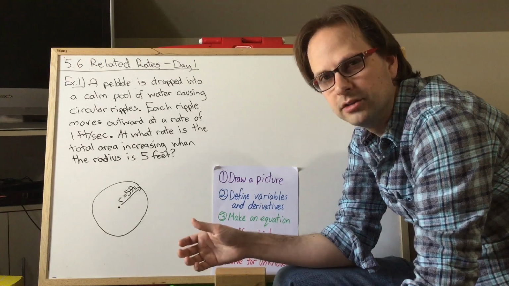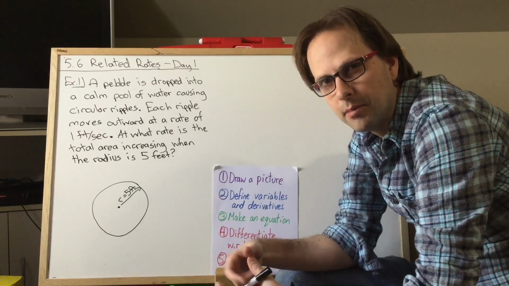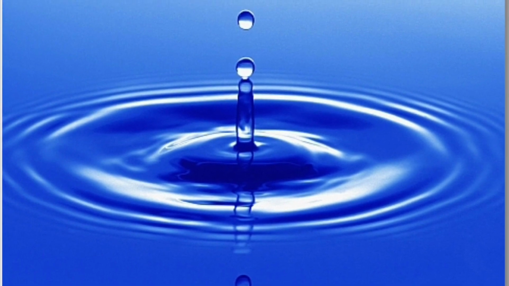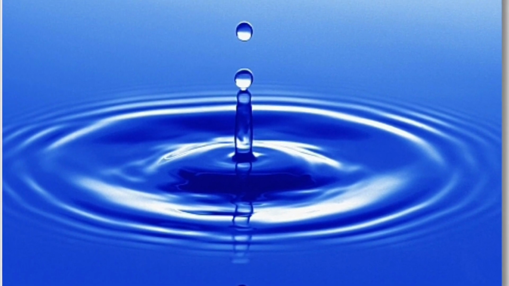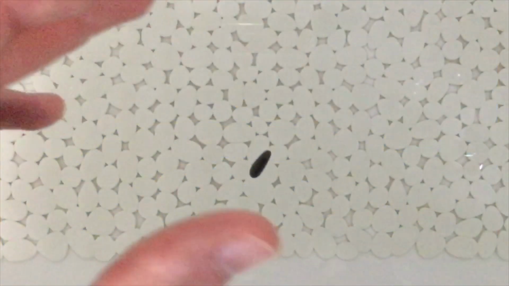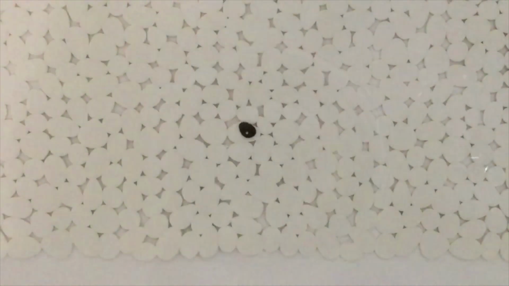Rather than having to imagine this whole thing, let's take a look at a demo. Here we've got a lovely picture of what happens when a drop of water hits a calm pool. Let's try it out in video form with a pebble. There it hits the bottom. You can notice that it rolls a little bit up and to the side.